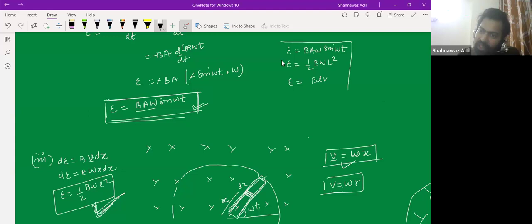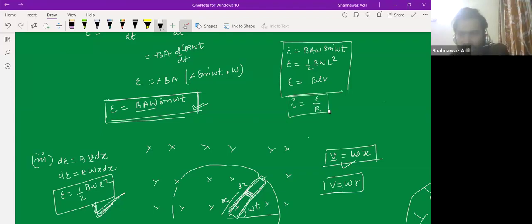So these are the three kinds of motional EMF that you have. These can be the three cases, right? And then you can calculate the current using this. Current would be simply E by R. So this we can easily calculate, right? Depending upon what is given.